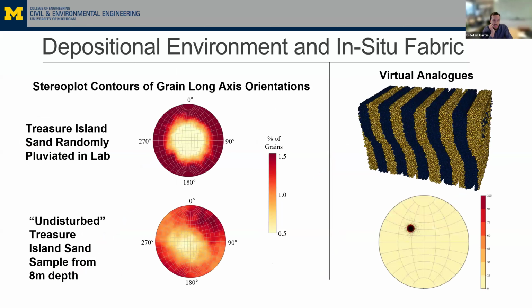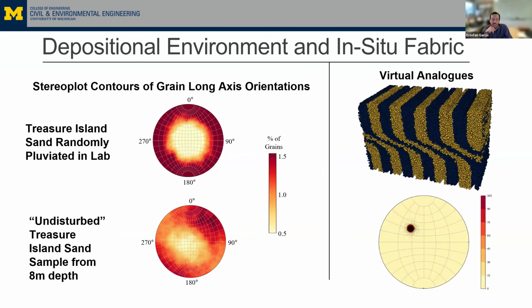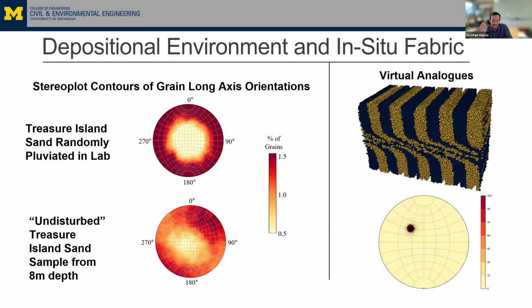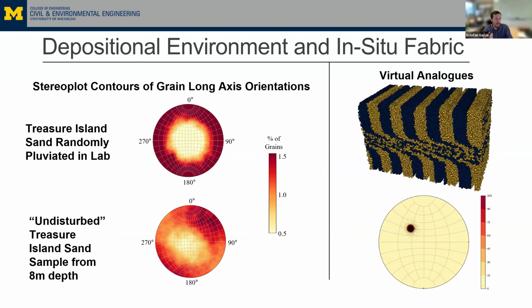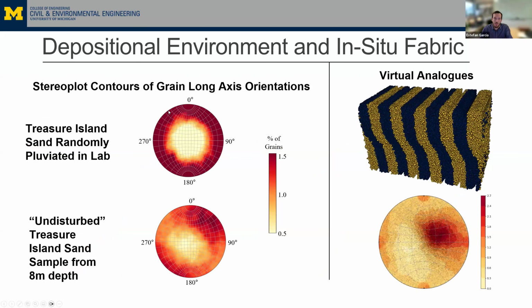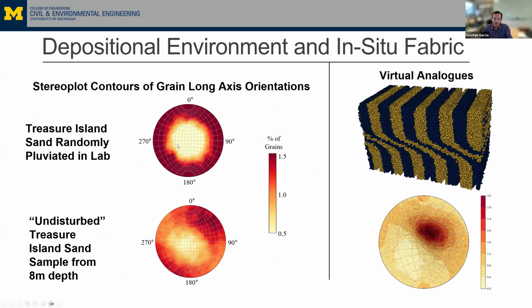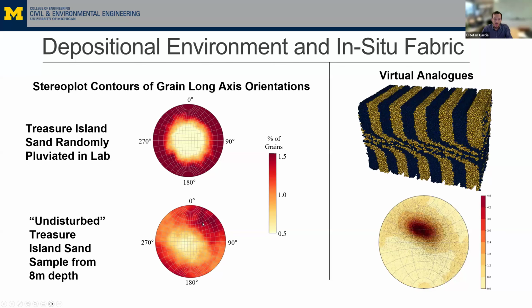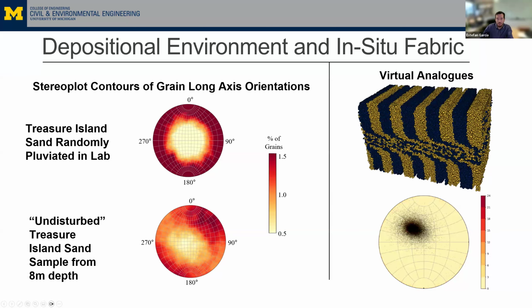Now, the challenge with studying fabric changes, especially with respect to a fabric produced by natural depositional processes, is that creating a specific fabric representative of a natural soil deposit is quite difficult to do in a laboratory. For example, many laboratory samples are pluviated such that the long axes of each grain have a random orientation across all horizontal directions, which is not quite representative of what we might see from a natural soil deposit, where the grains tend to have a preferred orientation that is not random.